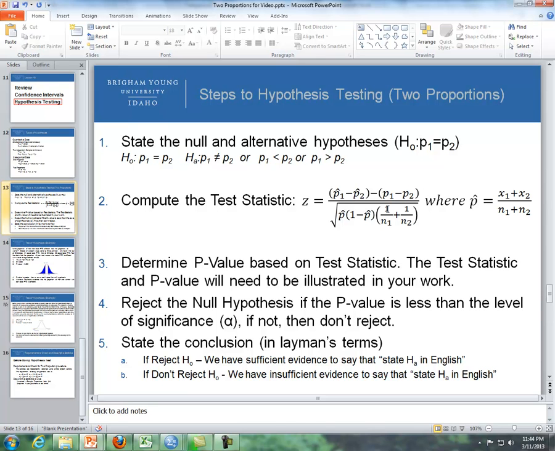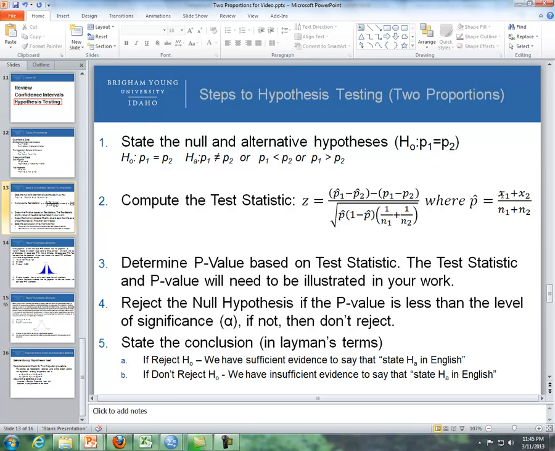Okay, and so that's the numerator, and then the denominator we divide by the square root of p hat times 1 minus p hat, times 1 over n1 plus 1 over n2. Now p hat, this is a different p hat than what you're used to seeing. P hat originally that you've seen is just the number of successes divided by n, x divided by n. But here now p hat is what's called a pooled proportion.